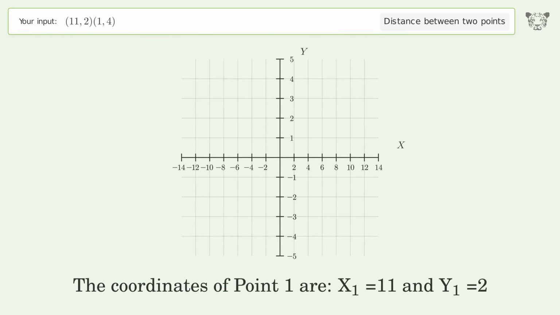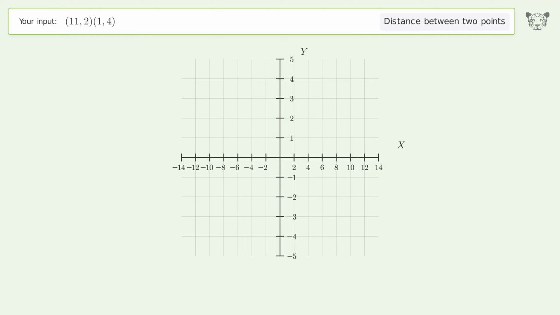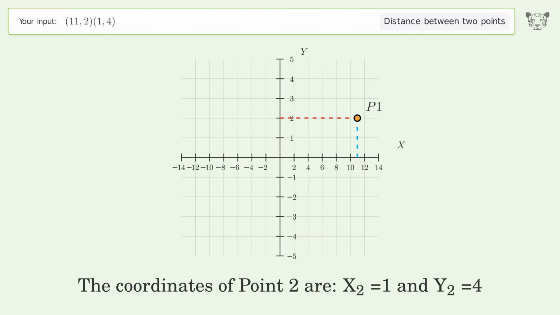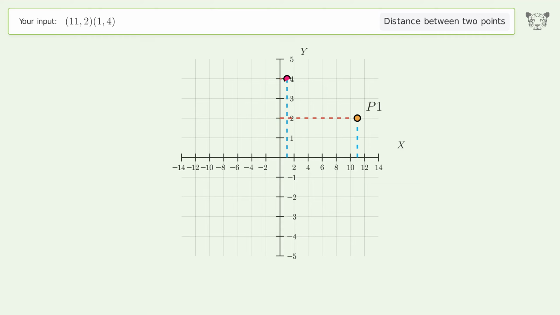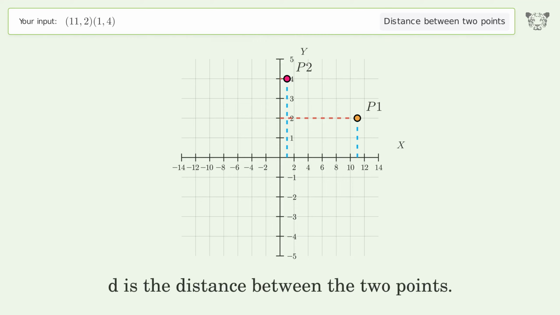The coordinates of point 1 are, x1 equals 11 and y1 equals 2. The coordinates of point 2 are, x2 equals 1 and y2 equals 4. D is the distance between the 2 points.